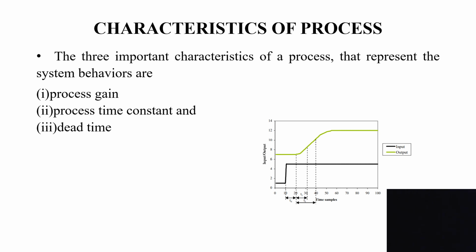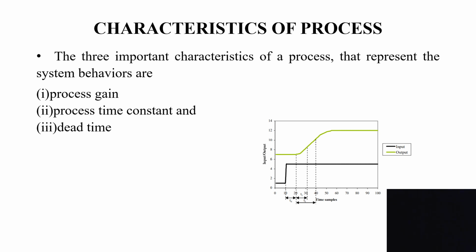When you want to study the characteristics of a particular process, first you have to excite the process with an input. For our understanding, let us take the input as a step input. Excite the process with the step input and collect the step response. From the step response you can study the behavior of the system with the help of three parameters: process gain, process time constant, and dead time.